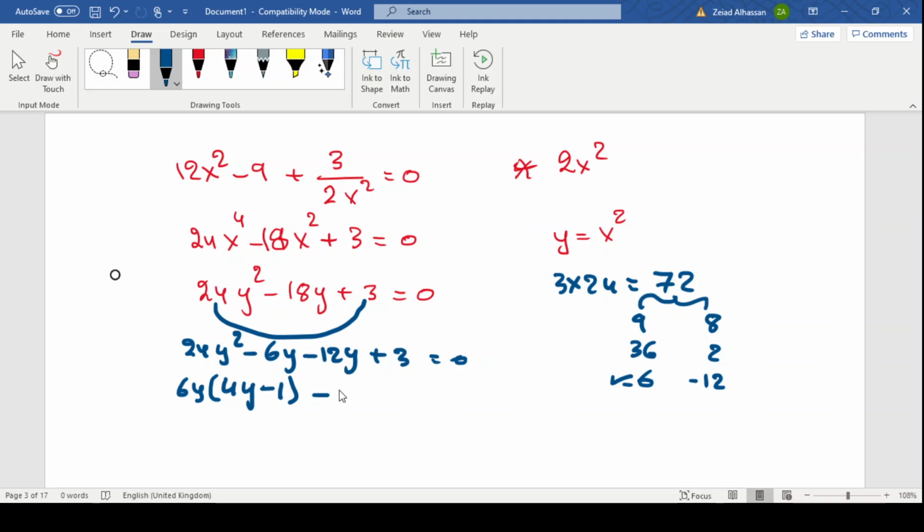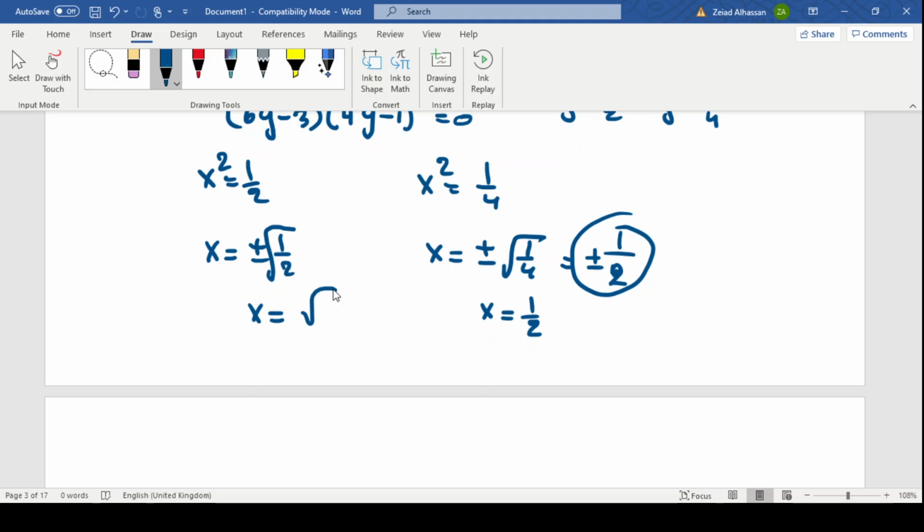The question says the values of x that we need to find are all greater than 0. So either x equals half, we'll choose the positive value, or x equals a positive 1 over square root of 2. So the question says use algebra to find the coordinate of the second. Now we found the x coordinate, we need to find the y coordinate. All you need to do is to substitute x equals square root of 1 over 2 into this equation to find the other y.